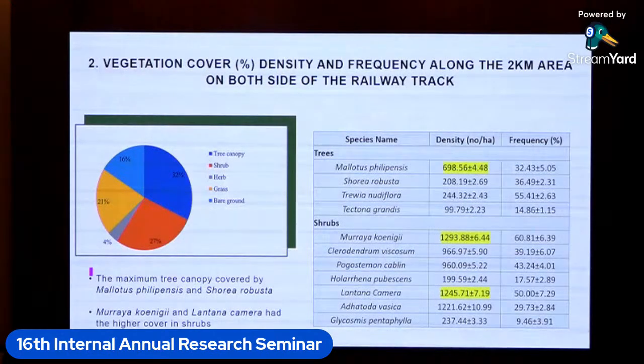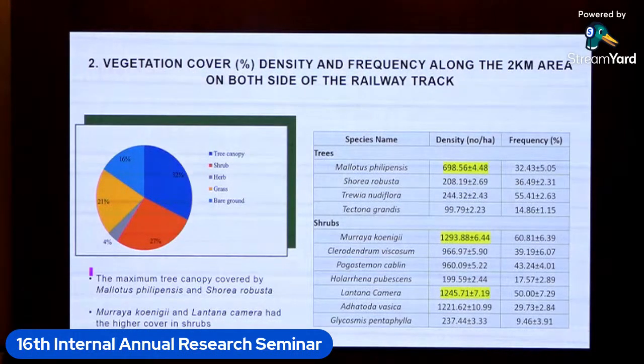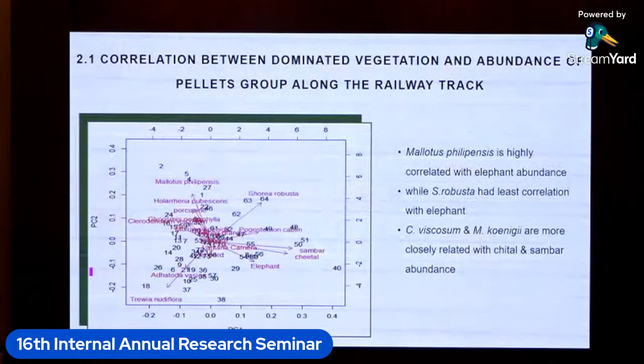Vegetation analysis showed that trees have the highest canopy cover, followed by shrubs and grasses. Melotus had the highest tree density. When it comes to shrubs, Murraya koenigii has the highest shrub density, followed by Lantana.